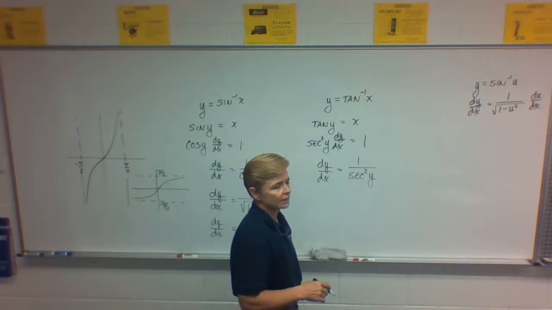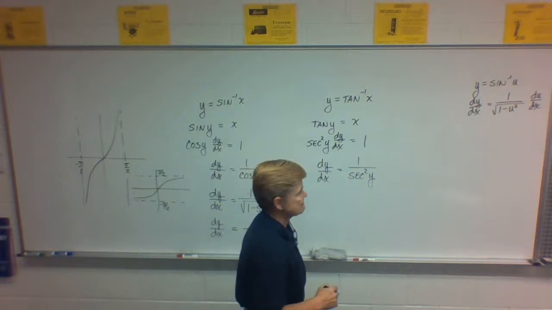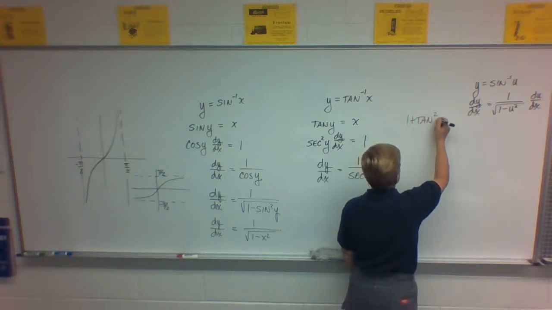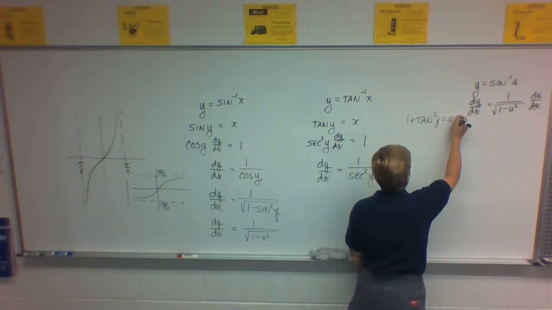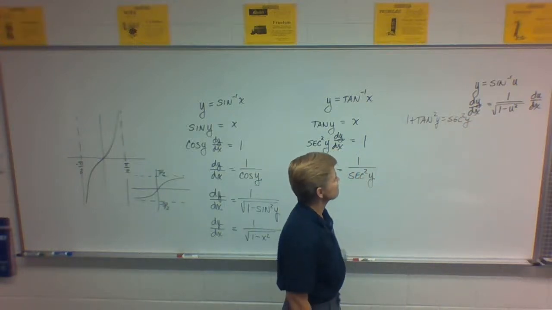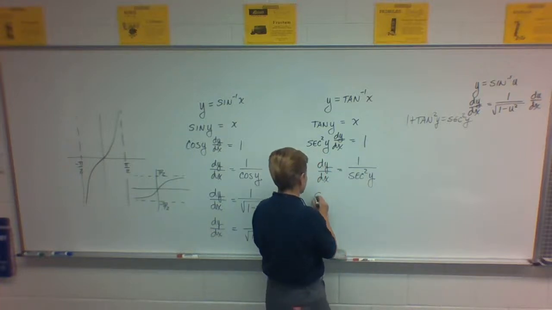No? Find it. Look it up. Make sure you got the correct signs and everything. 1 plus tangent squared equals secant squared. Is that right? Yeah. So then I can replace this with 1 plus tangent squared, and then you can replace tangent squared with x squared.